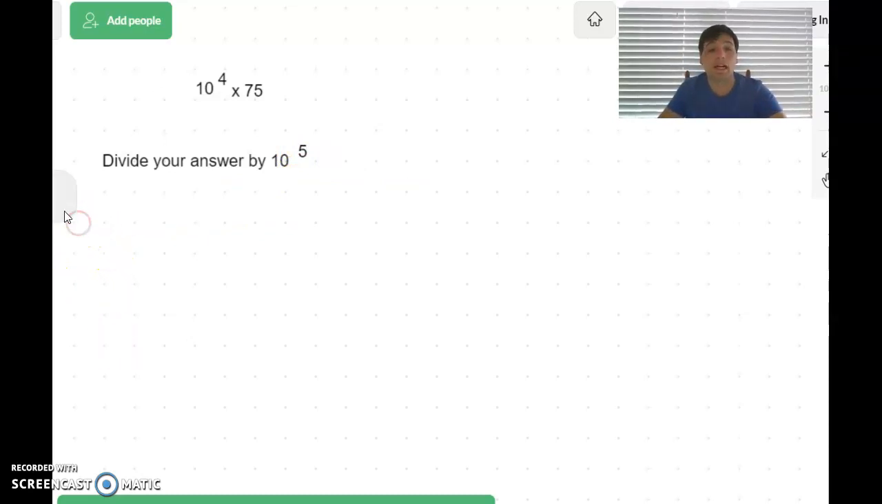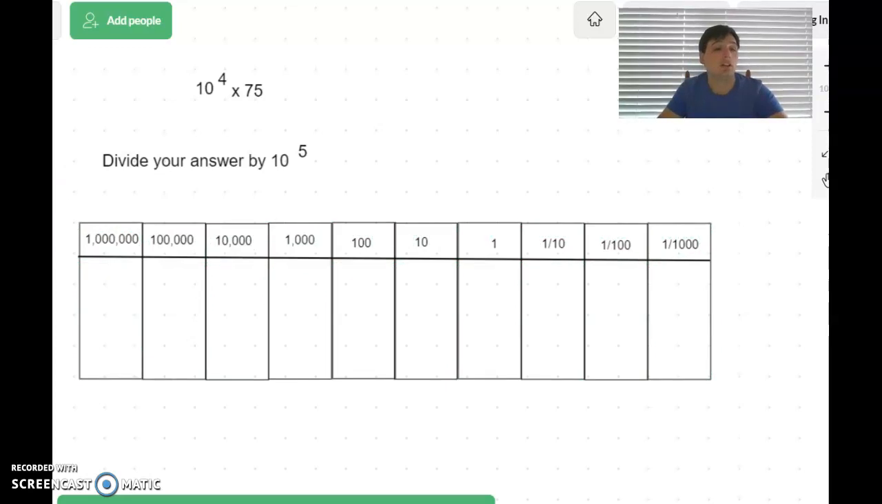Okay, let's see how we did. I know that I have 10 to the fourth power times 75. So here's my 75. Move it over 4 spaces. 1, 2, 3, 4. 75, 0, 0. I'm left with 750,000. Now I want to divide it by 10 to the fifth. I want to move backwards 5 spaces.